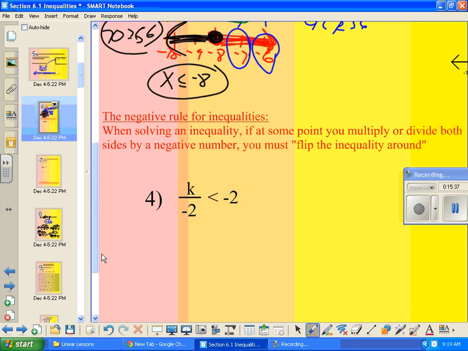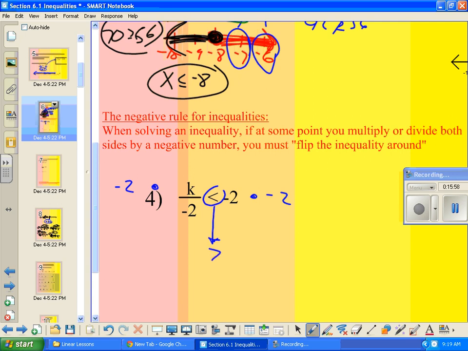And I'll show that with one more example here. K divided by 2 is less than -2. So in this problem right here, I would have to multiply both sides by -2. When I do that, that's the step right there where I'm going to say to myself, well, now I've got to switch the inequality around.